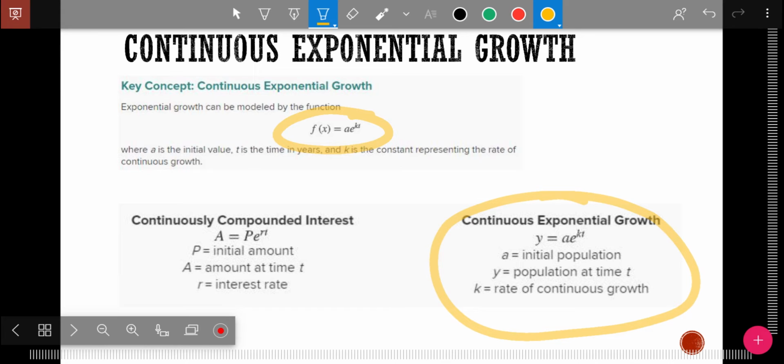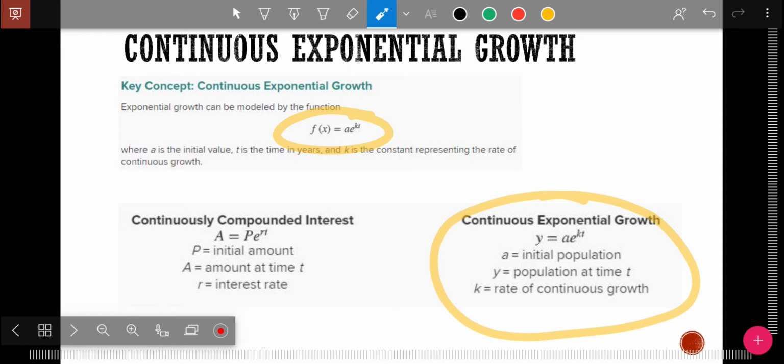Now, first thing I would like to say is these two formulas are the same. It's just that P is principal, interest rate, so this applies to money. This we can apply to more situations. Your true variables are the y, which changes, and time, which changes. So y changes as a variation of time, and you will always need an a, an initial amount, and you will always need a k, a rate of continuous growth.